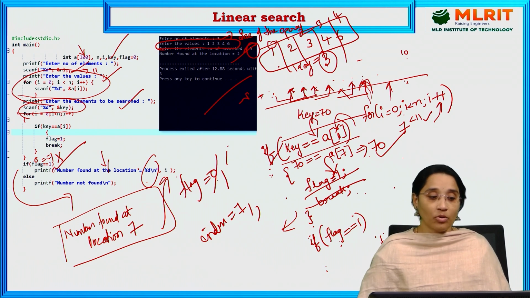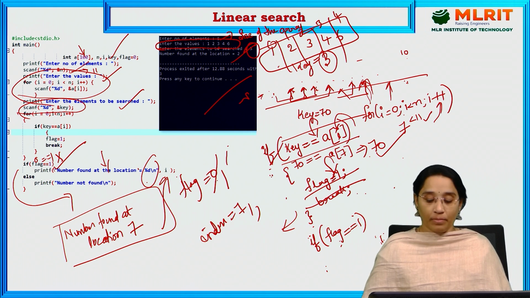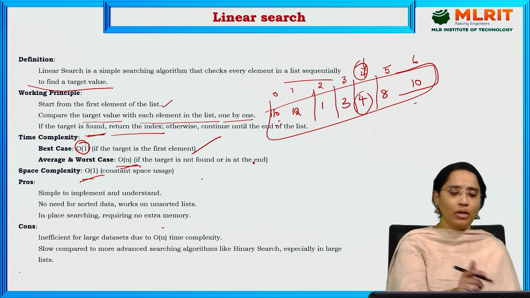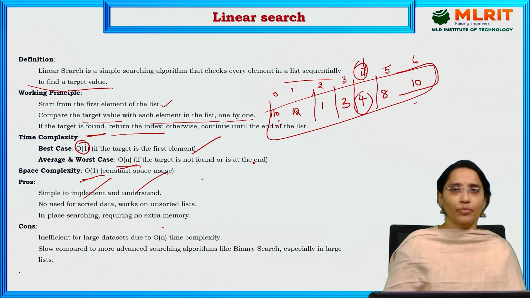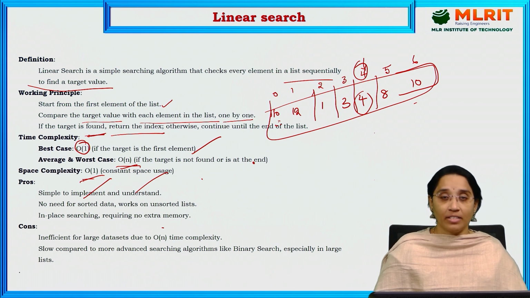If the list goes like this, you have to compare each and every element in the list with your key value. So now, what are the pros of linear search? It's simple to implement and understand. Why? Because you take the key value and search for it against the elements in the list. It's very easy to implement and understand.